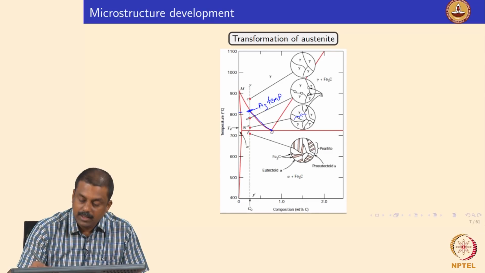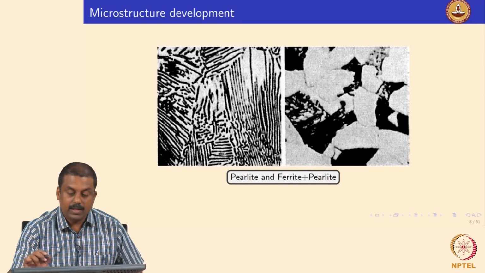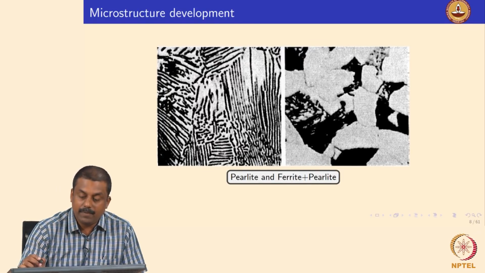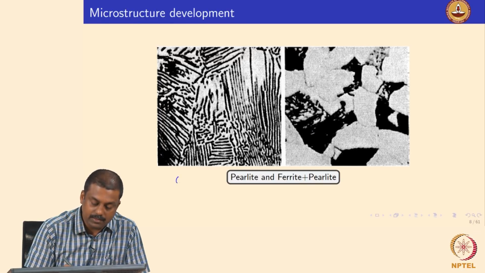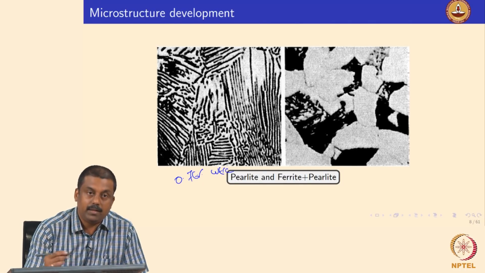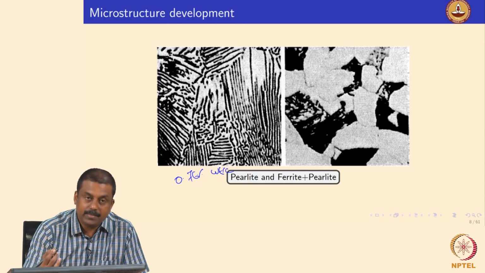Good. Now, if you look at the actual microstructure of the steels, of both steels I talked about, the steels containing 0.76%, close to the eutectoid carbon concentration, you will have 100% pearlite, because there is no other transformation.